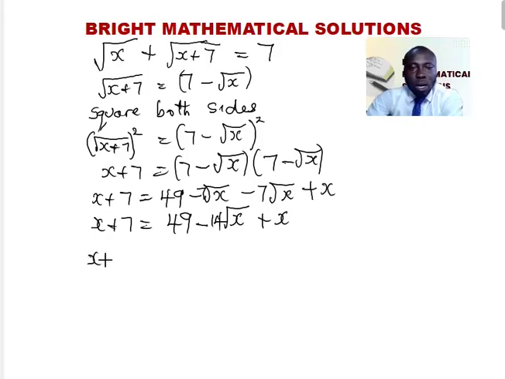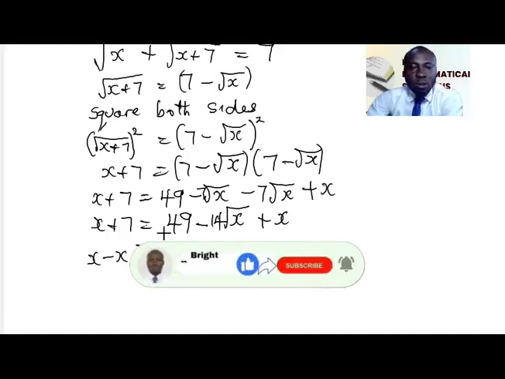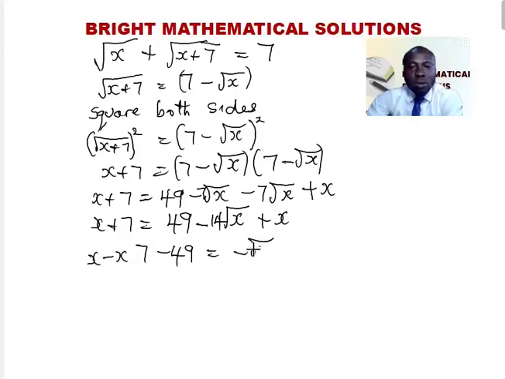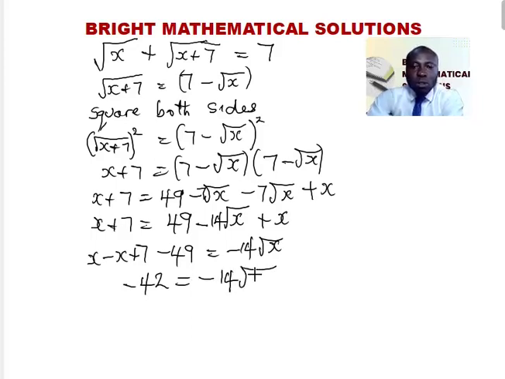Therefore, x minus x, 7 minus 49 equals minus 14 root x. So from here, x minus x will cancel out. 7 minus 49, that is minus 42, equals minus 14 root x.